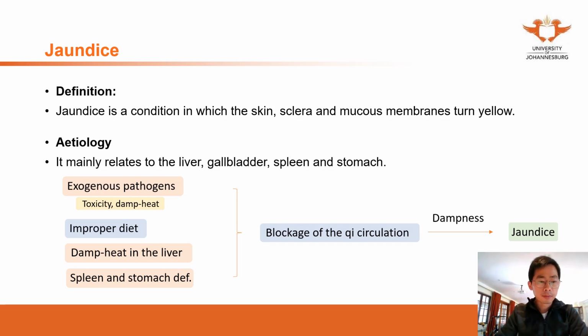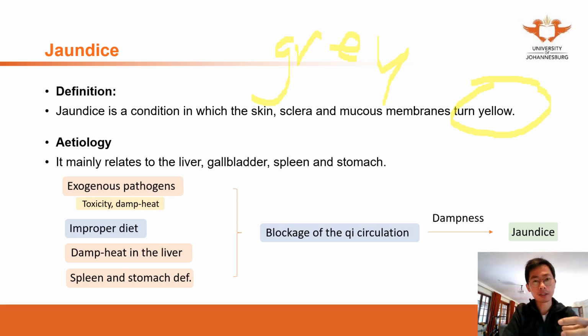So we'll come to the observation. You can distinguish the yellow color. Yellow is not only yellow: there is bright yellow, mild yellow, gray yellow, or dark yellow. All these different types of color may help you to identify the cause from the Chinese medicine perspective, to identify the pathogenesis, what causes the jaundice.